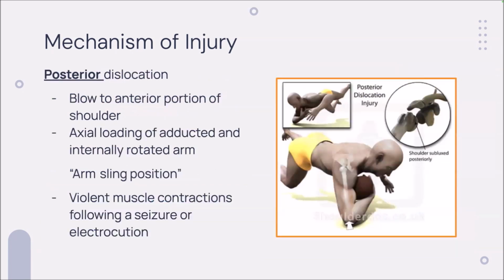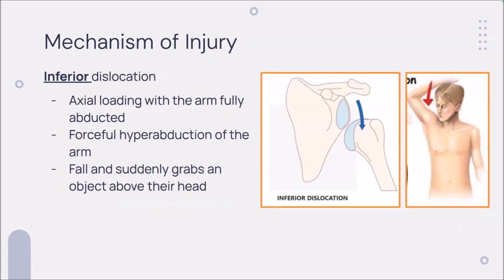For posterior dislocation, the patient can have a history of a blow to the anterior portion of the shoulder, axial loading of an abducted and internally rotated arm, or the arm sling position in this picture, or the patient can be seen following a seizure or electrocution. The last mechanism is inferior dislocation. It can be from axial loading with the arm fully abducted, a forceful hyperabduction of the arm. The patient has a history of falling, suddenly grabbing an object above their head, and it can cause inferior dislocation of the shoulder.